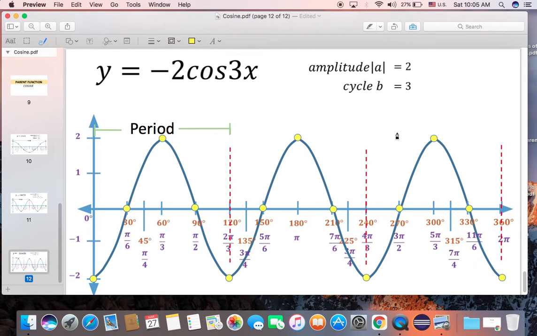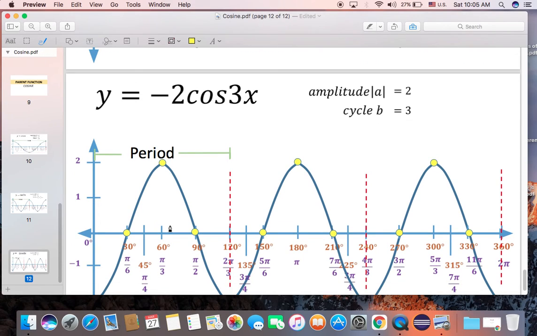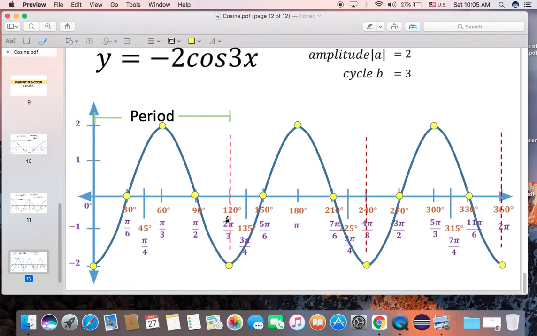Yeah, okay. But in an exam, you can write down only until here, okay. You can write only the red straight line until 2 pi over 3. No need to write until 2 pi. Okay, because the period here is equal to 2 pi over 3, for the function y equal minus 2 cos 3x. Okay.